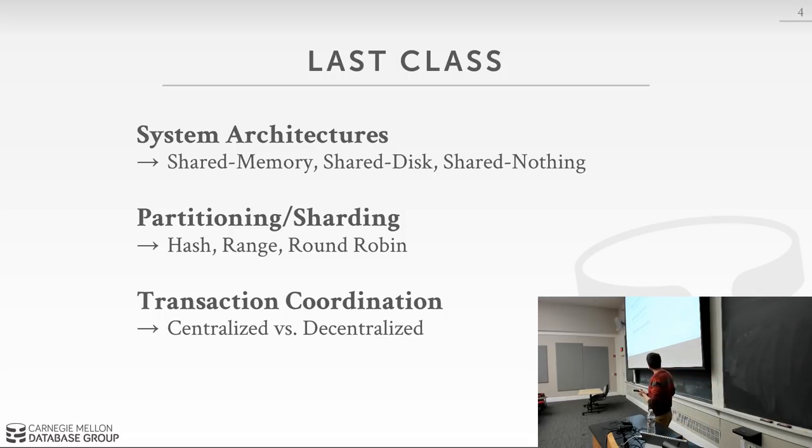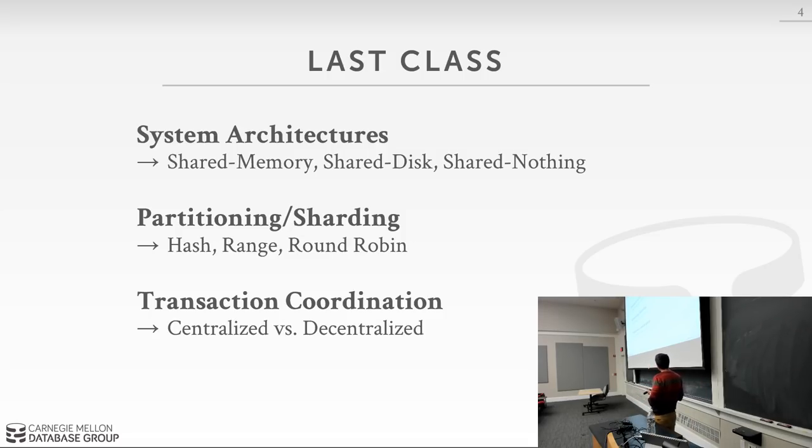Then we talked about how to do partitioning, also known as sharding in the NoSQL world. And we talked about how to do hash partitioning, where you pick one or more attributes or columns, take the values of every single tuple, hash them, and then assign them to a partition. You're breaking up a single giant database into individual pieces on different nodes. Logically, it looks like a single global database, but underneath the covers, physically, it's been broken up.